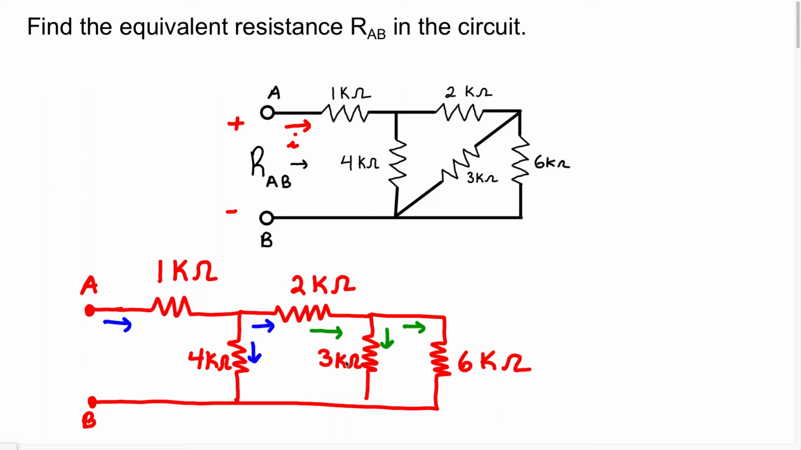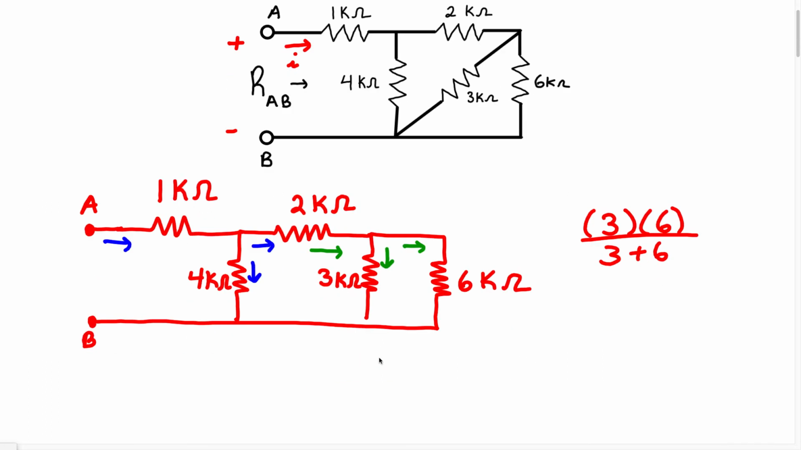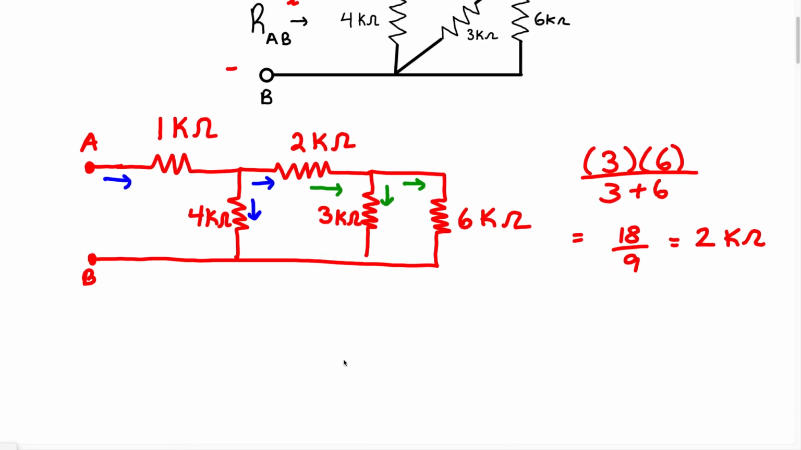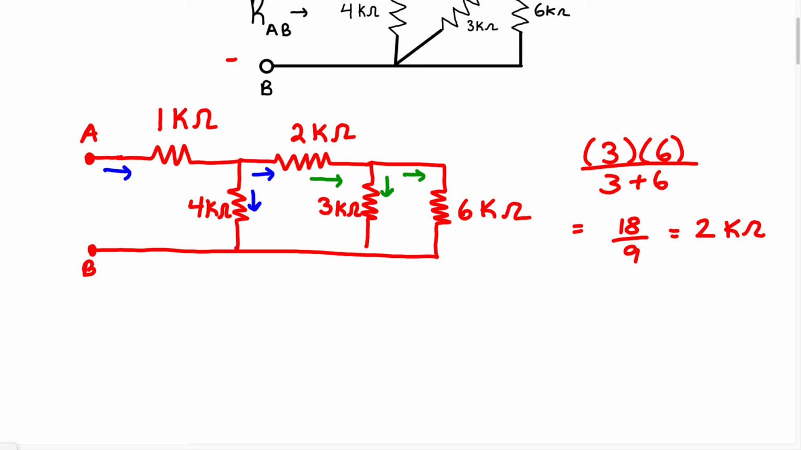So let's start to simplify this. Because these two resistors are in parallel, we can say 3 times 6 over 3 plus 6. When we break that down, that gives us 18 over 9, which equals 2 kilo ohms. So let's redraw this circuit again. By the way, there's going to be plenty of redrawing when we're doing circuits like this.